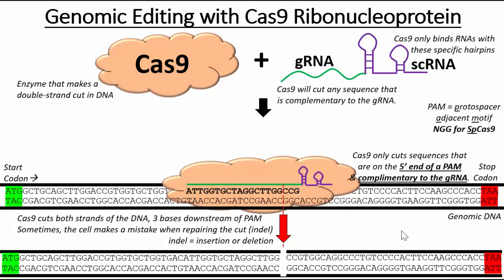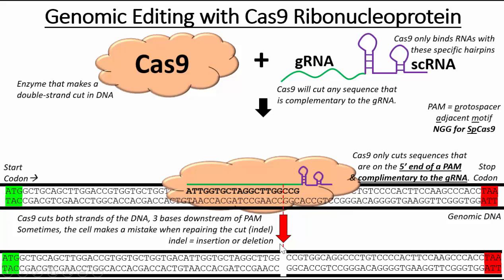But the thing is, if the cell repairs that cut, and it's the exact same sequence as before, you can guess Cas9 is just going to come right back in, and it's going to cut that sequence again. So you have this back and forth between Cas9 and the repair enzymes in the cell, where Cas9 cuts, repair enzymes seal the cut. Back and forth, back and forth, back and forth. But eventually, the cell will make a mistake. It will either delete one of the bases there at the cut site, or it might even insert a new base there as well. And so we call that type of mutation an indel, for insertion or deletion.